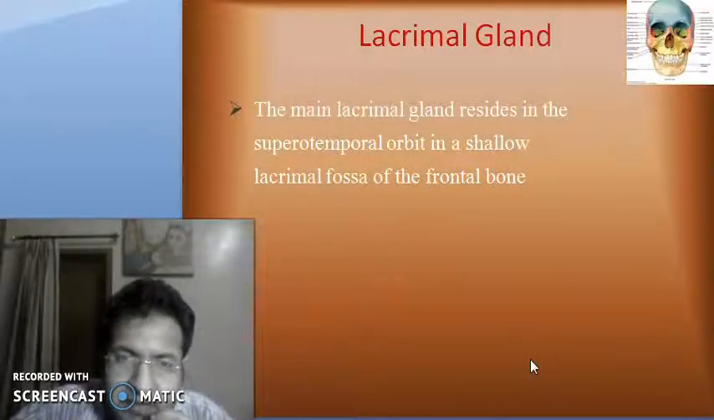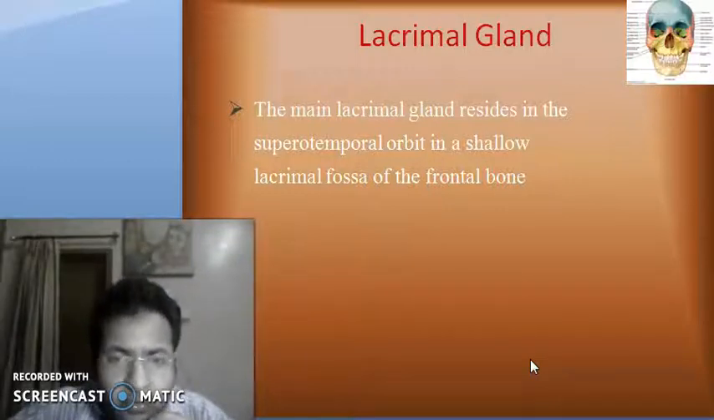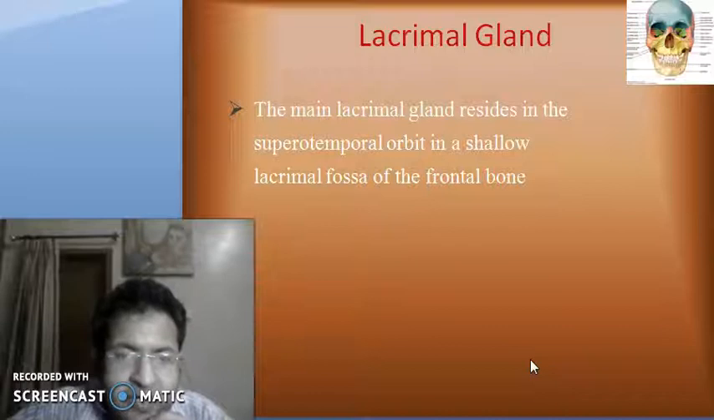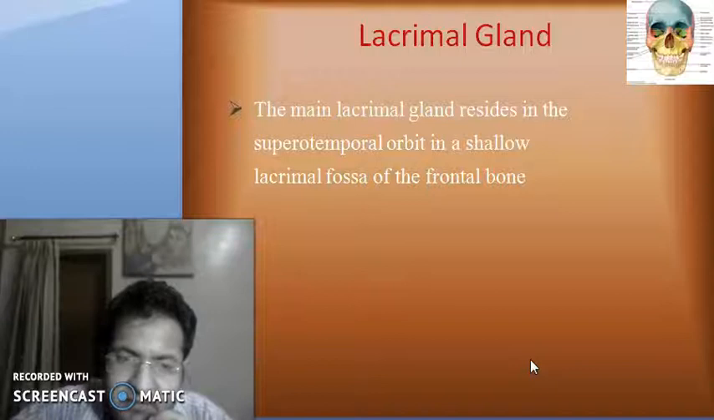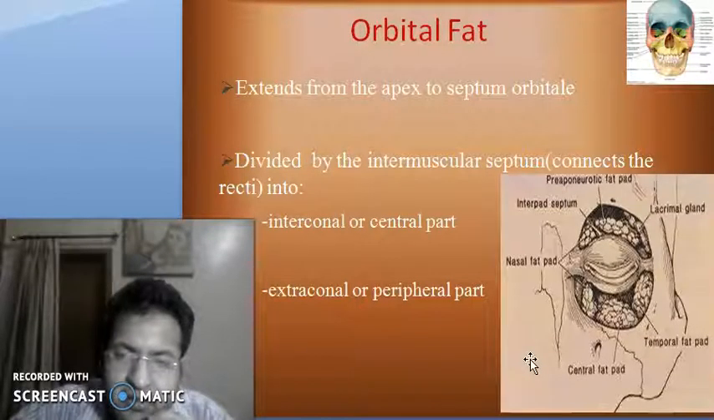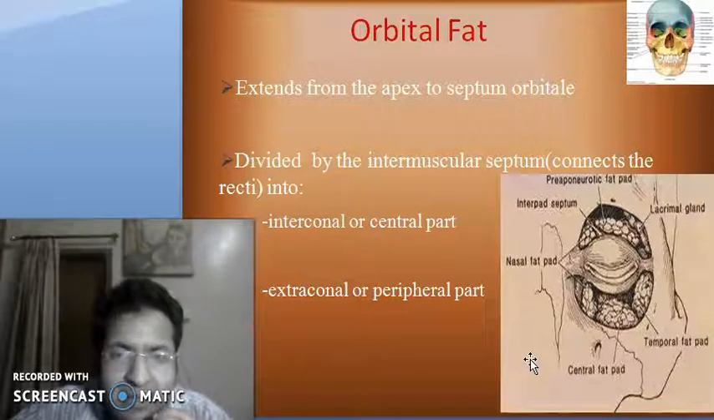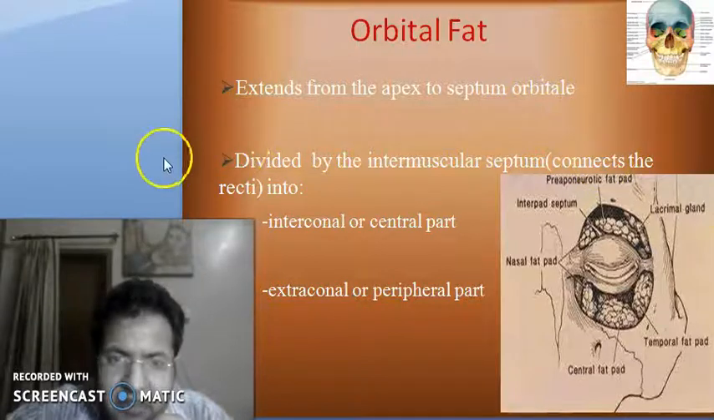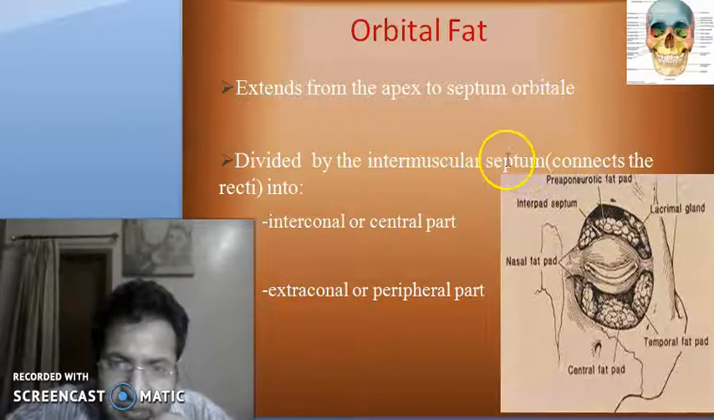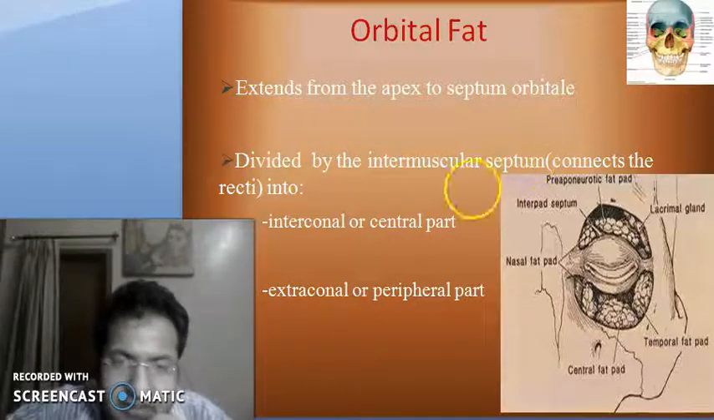The lacrimal gland. The main lacrimal gland resides in the supratemporal orbit in a shallow lacrimal fossa of the frontal bone, whose location we have already seen. The next content of the orbit is the orbital fat. It extends from the apex of the orbit to the septum orbitale. It is divided by the intermuscular septum, which connects the recti, into the intraconal or central part and the extraconal or peripheral part.